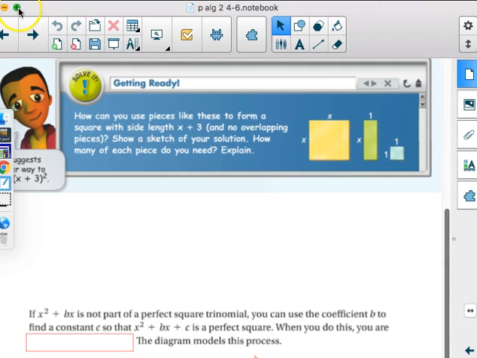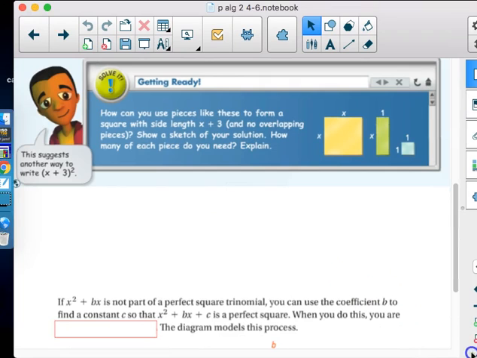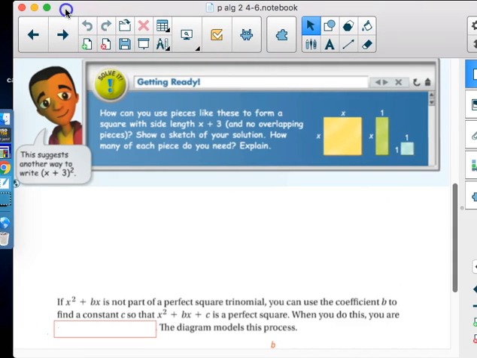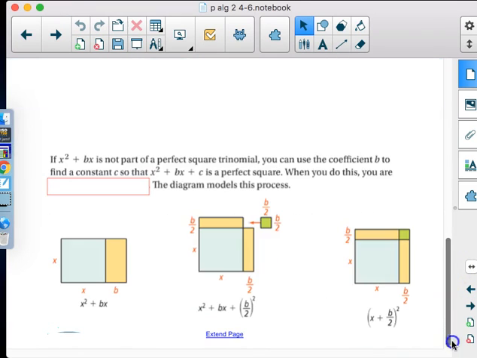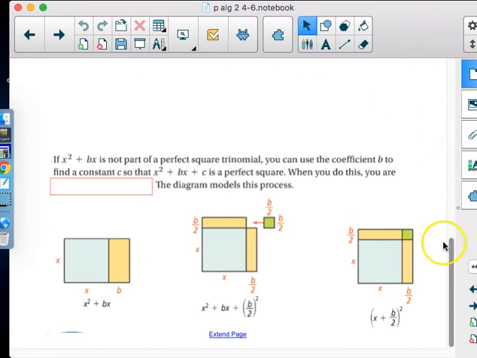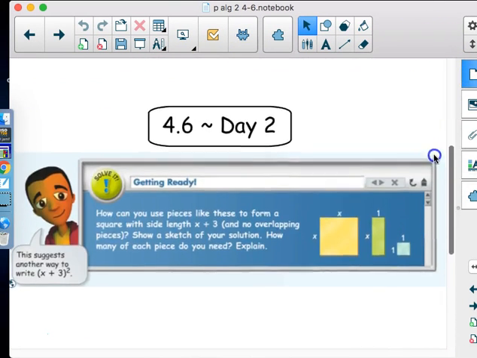It's not going to let me squish. Too much stuff going on, so hopefully it'll behave. All right, we'll just give it a try.